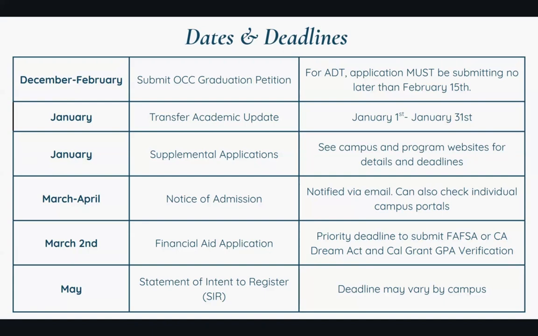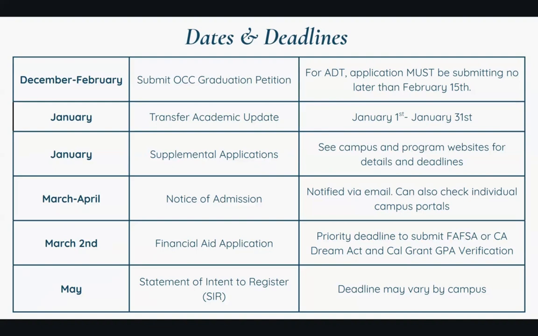From March to April is when you will receive notice of your admission status. You will be notified via email, however, you can check individual campus portals as well. If you are applying for financial aid, you will want to do so by March 2nd. This is the priority deadline to submit your FAFSA or your California DREAM Act application. If you are a Cal Grant recipient, this will also be the deadline of when you need to submit your GPA verification.